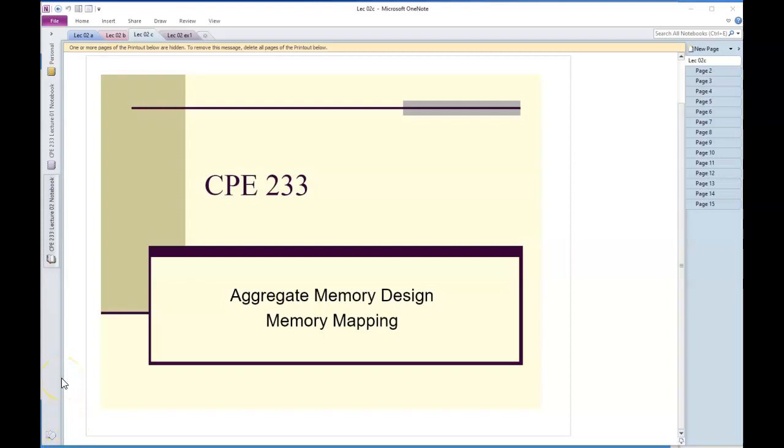This is lecture 2, part C, and I noticed there's 15 slides here, and I'm going to go ahead and break this into 2 so I don't have to rush.